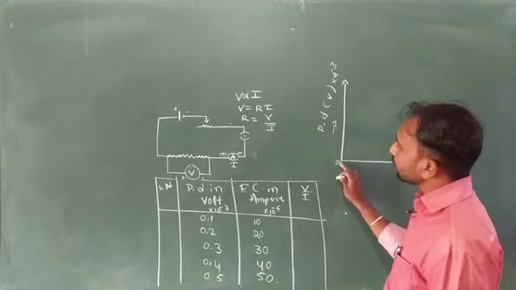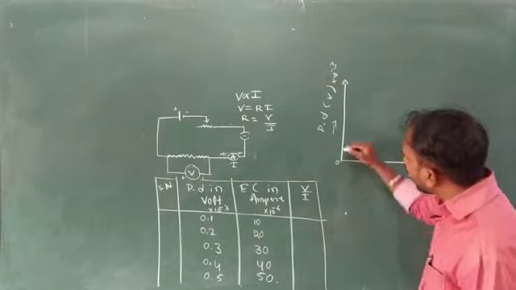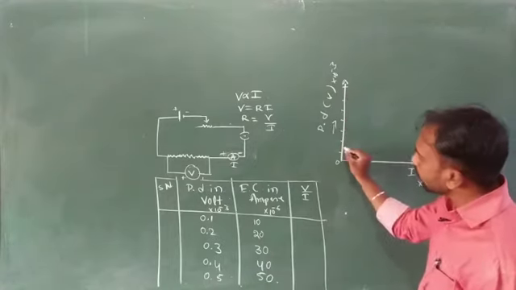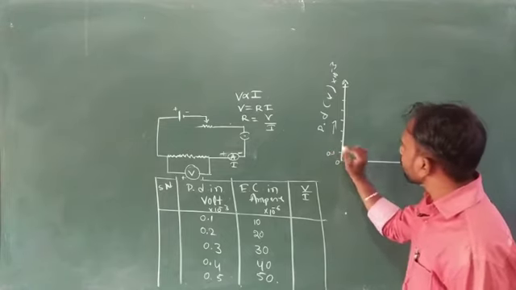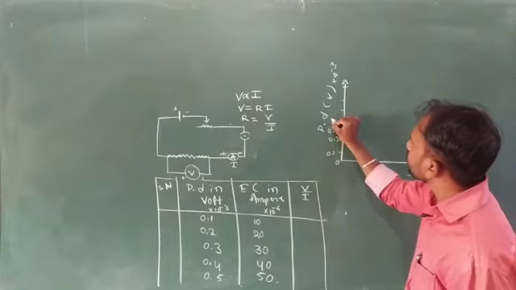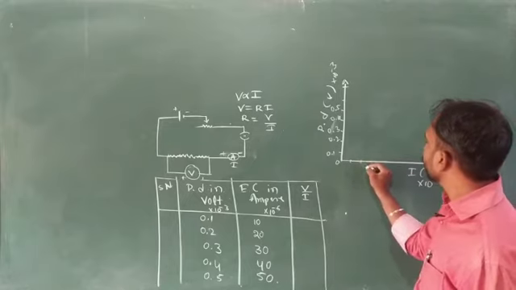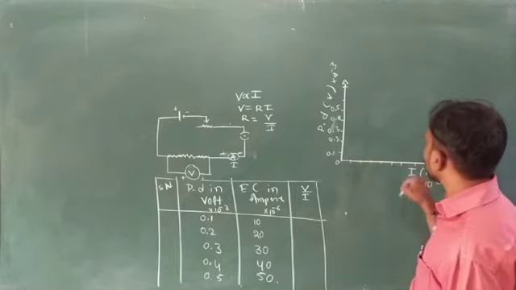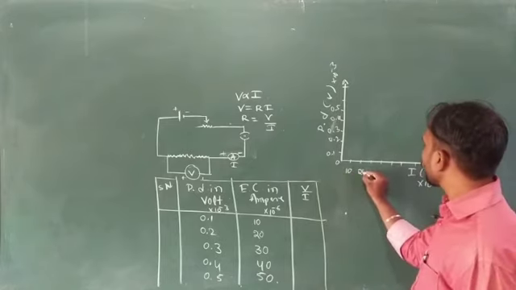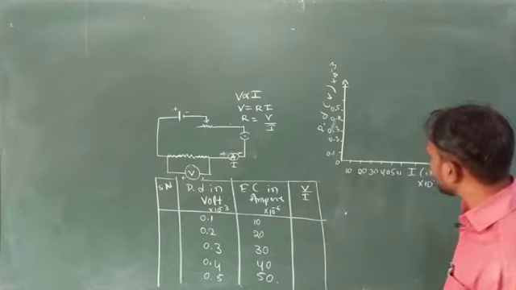When electric current is 0, potential difference is also 0. And here the potential difference goes on increasing, initially 0.1 and 0.2, and then 0.3, 0.4 and 0.5. And here we consider the corresponding electric current values: 10 microampere, 20 microampere, 30 microampere, 40 microampere and 50 microampere.